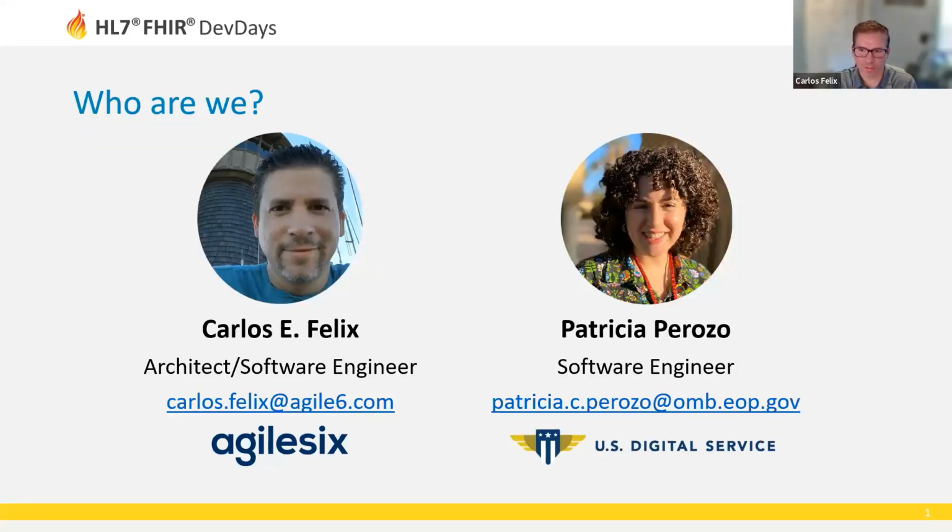My name is Carlos Felix, like I mentioned. I'm an architect and software engineer with Agile 6 applications. I'm the designer and developer for this library, and I'm going to be talking about it later in the presentation. My coworker, Patricia Peroso, was not able to be here today, but she's a software engineer with the US Digital Service, and she's also a developer and product owner for this library. So we both work for the CDC, which is the National Public Health Agency for the United States.